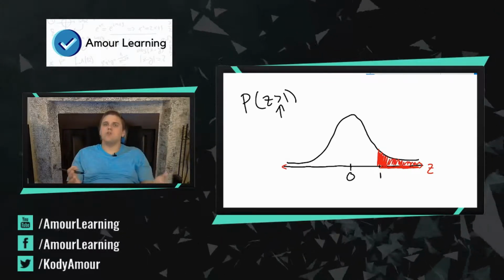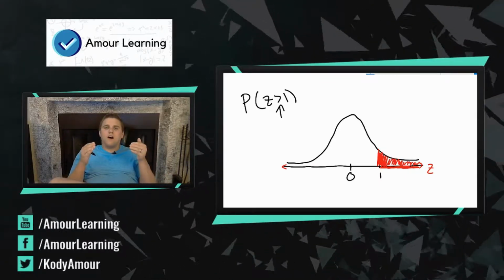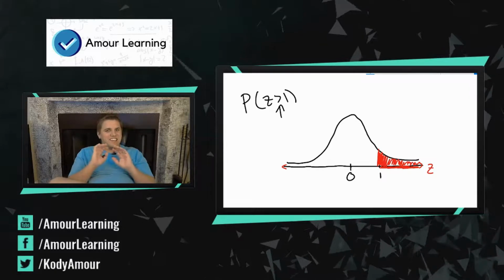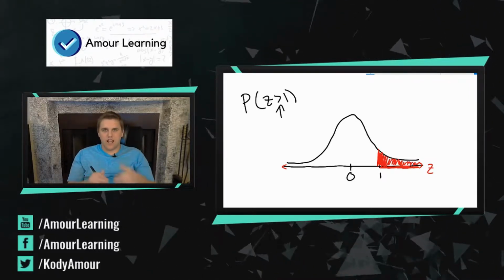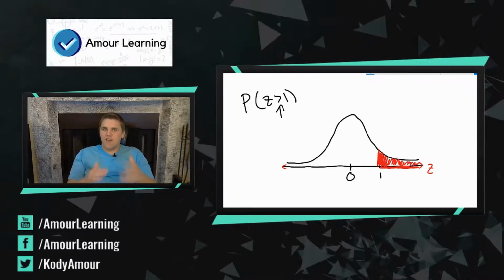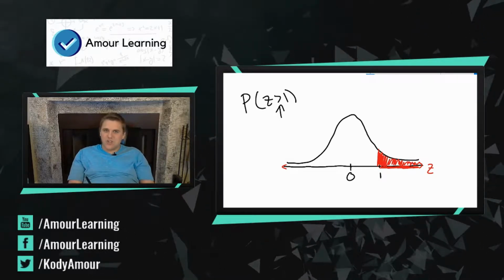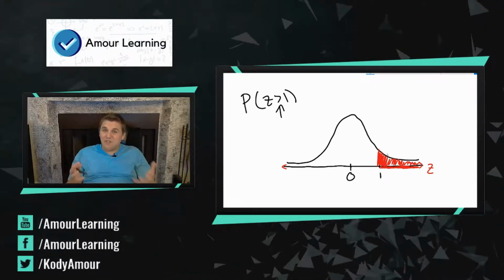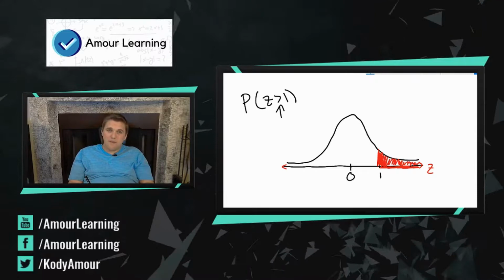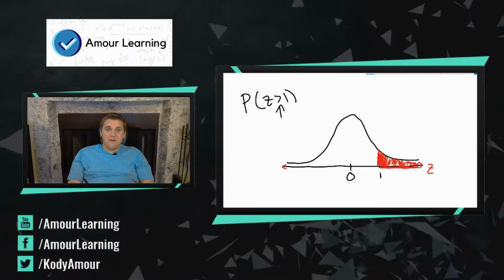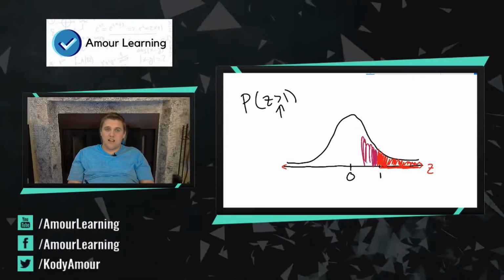Now I have bad news. The area to the right is not represented in the chart that I showed you. My chart can only find the area to the left. So unfortunately, I can't solve this problem right off the bat, because my chart only tells me this area.